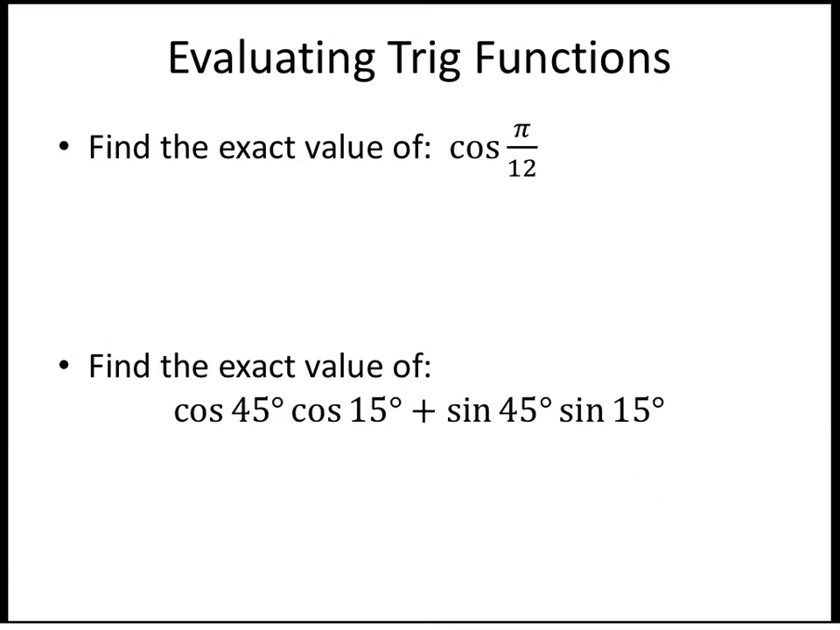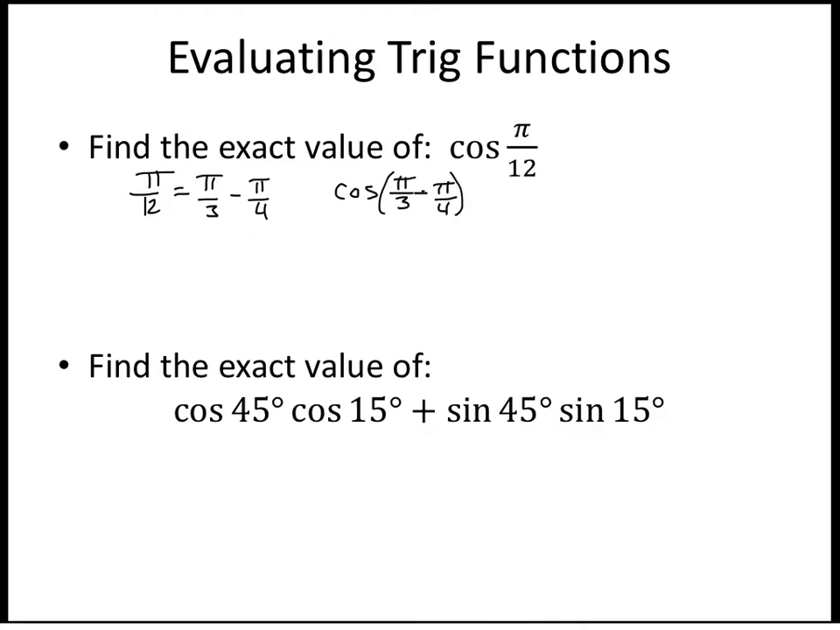If we want to find the exact value of something like cosine of pi over 12, and we don't really know an exact value for that, there's a way to calculate it using our sum and difference formulas. Now we have to first realize here that pi over 12 is equal to pi over 3 minus pi over 4. So then our problem really becomes cosine of pi over 3 minus pi over 4.